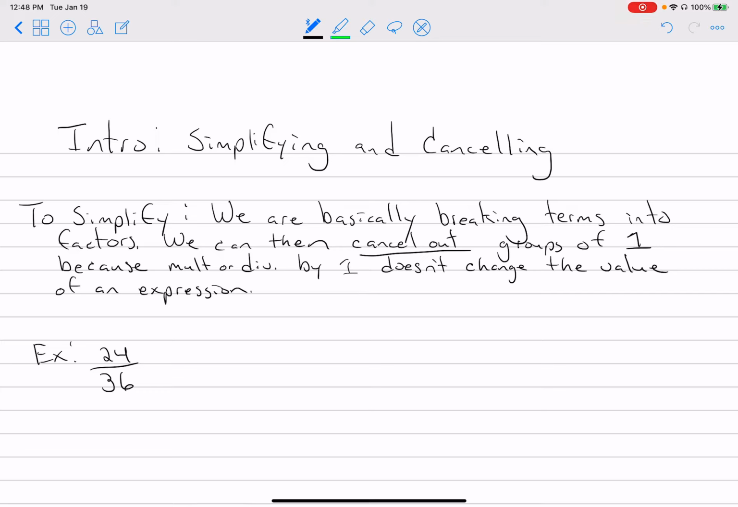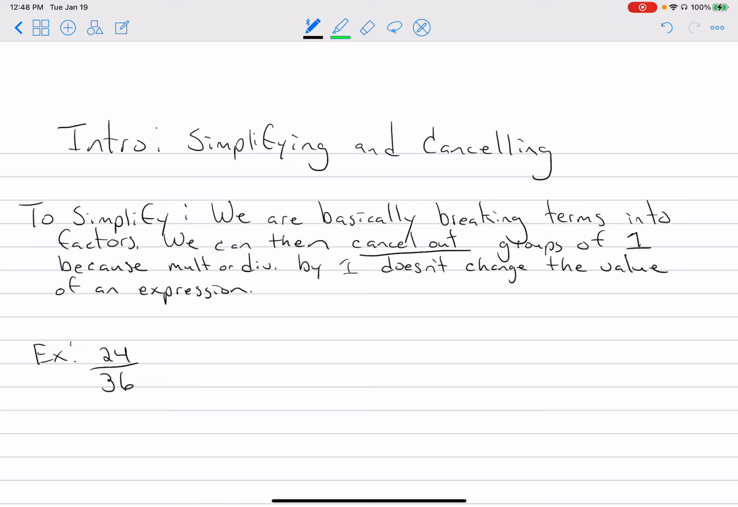We're going to talk about simplifying and canceling. So first, write this down real quick. To simplify, we're basically breaking terms into factors. We can cancel out groups of one because multiplying or dividing by one doesn't change the value of an expression. So you've been doing this for years.